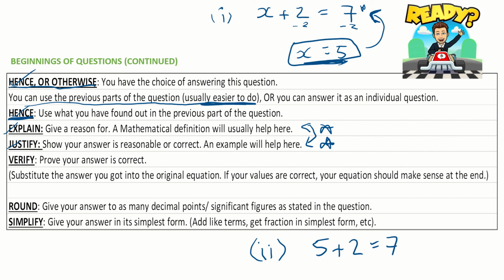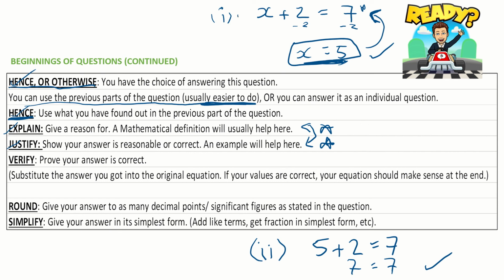Now let's see, does that make sense? Well, 5 plus 2 is 7, is equal to 7. 7 is equal to 7. Of course, that's correct. So you have shown now that the answer that you got in the first part of your question, your x is equal to 5, works when you're verifying the question. So that's usually where that comes up.